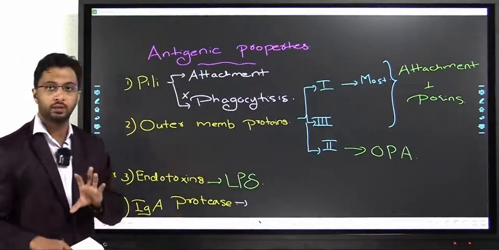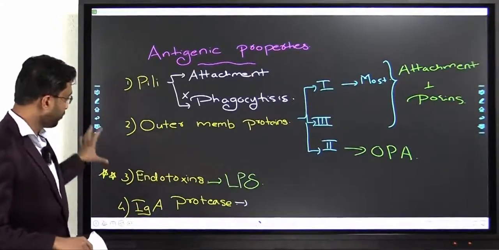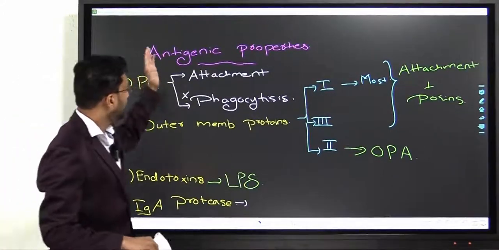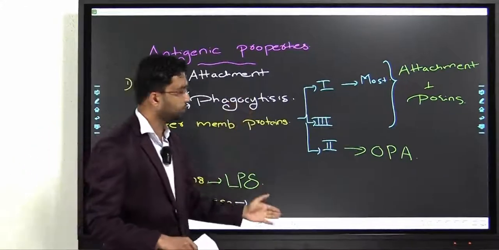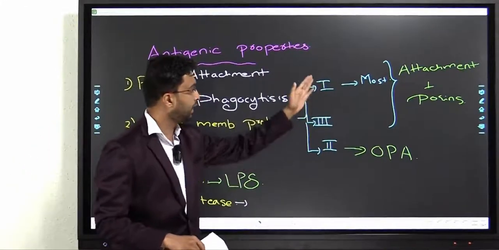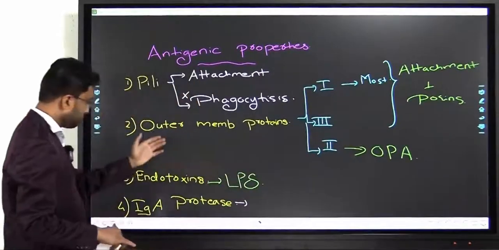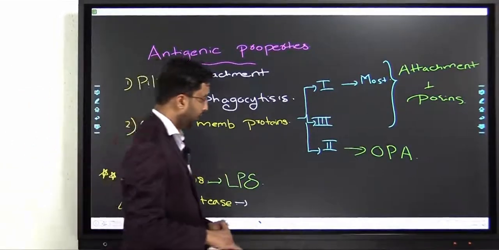So what are the virulence factors, or the antigenic properties? Pili, outer membrane proteins, endotoxins, and IgA protease. Vertical learning: it's attachment and phagocytosis. This one has 1, 3, 2. 1 and 3 are attachment, and 2 is OPA. Then endotoxins, LPS, and IgA protease, you know now what they are. Fine.